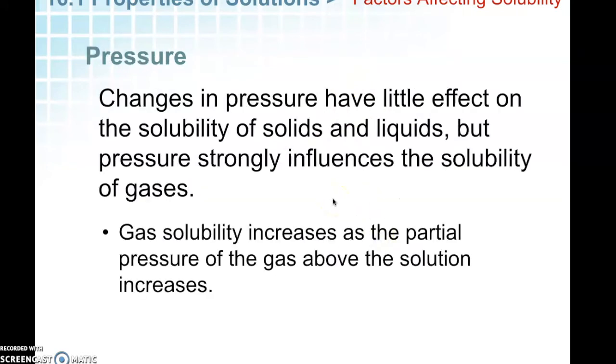And changes in pressure also affect it. Once you open the pop, it becomes flat because the pressure above the liquid is way smaller. And if that pressure gets small, solubility decreases. And so that means all the gas comes out of solution.